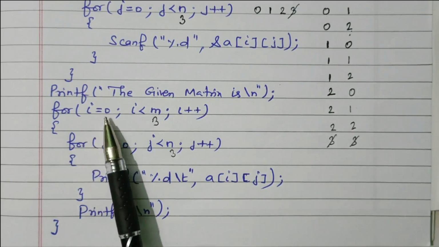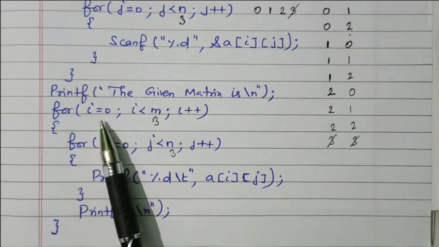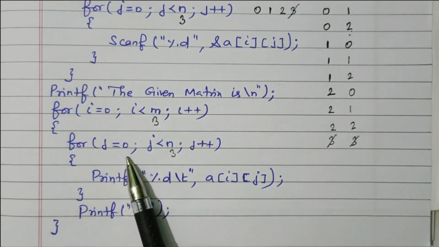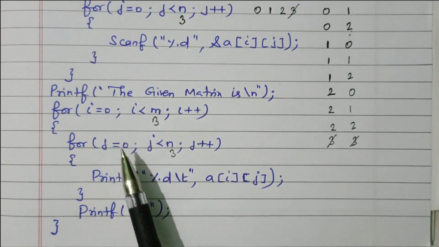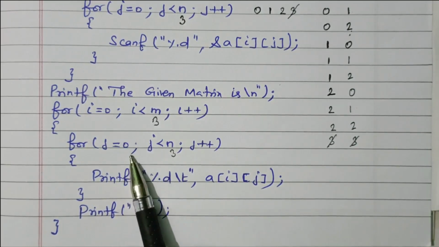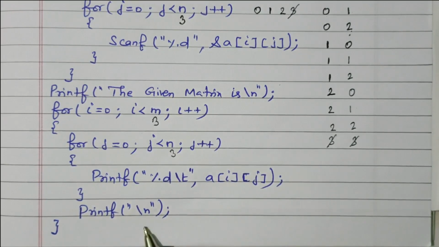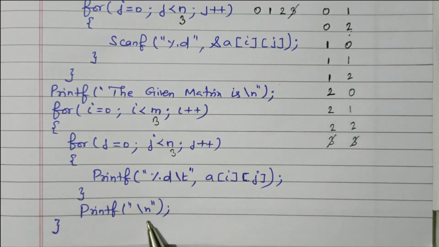Then it will go to the outer loop. Now i equal to 1. Then it will come inside. Again the inner loop will be executed. 1,0, 1,1, 1,2 with the tabbing. Then it will go to the outer loop, next line, third row.